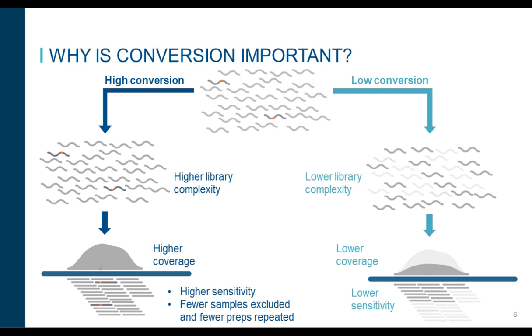So following your sample with high conversion on the left, the dark blue arrow, when you have high conversion giving you high library complexity, you retain your variant of interest, as you see in the dark gray with the red nick. And going down to higher coverage, not only have you captured your variant, but you also have higher coverage and thus higher sensitivity.